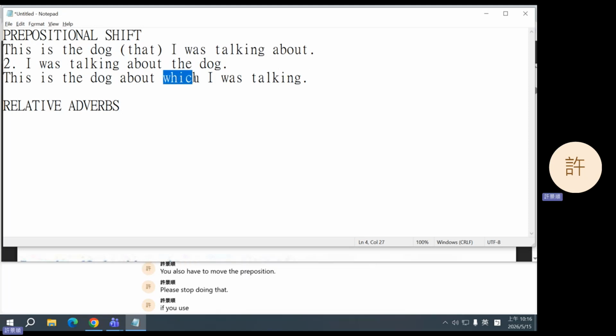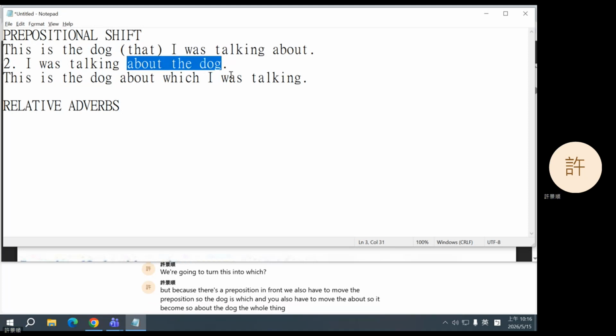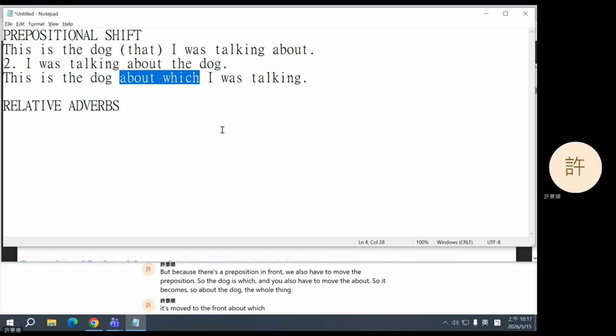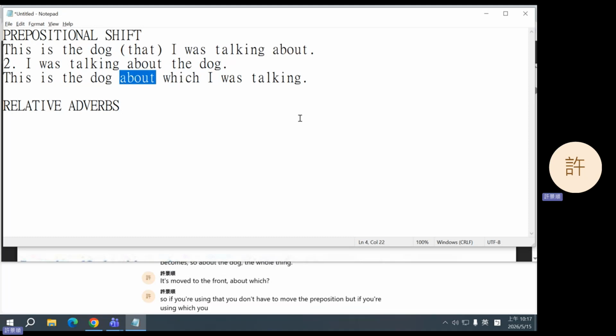If you use which, you also have to move the preposition, right? About the dog. We're going to turn this into which, but because there's a preposition in front, we also have to move the preposition. So the dog is which, and you also have to move the about. So about the dog, the whole thing gets moved to the front, about which. So if you're using that, you don't have to move the preposition. But if you're using which, you do have to move the preposition.